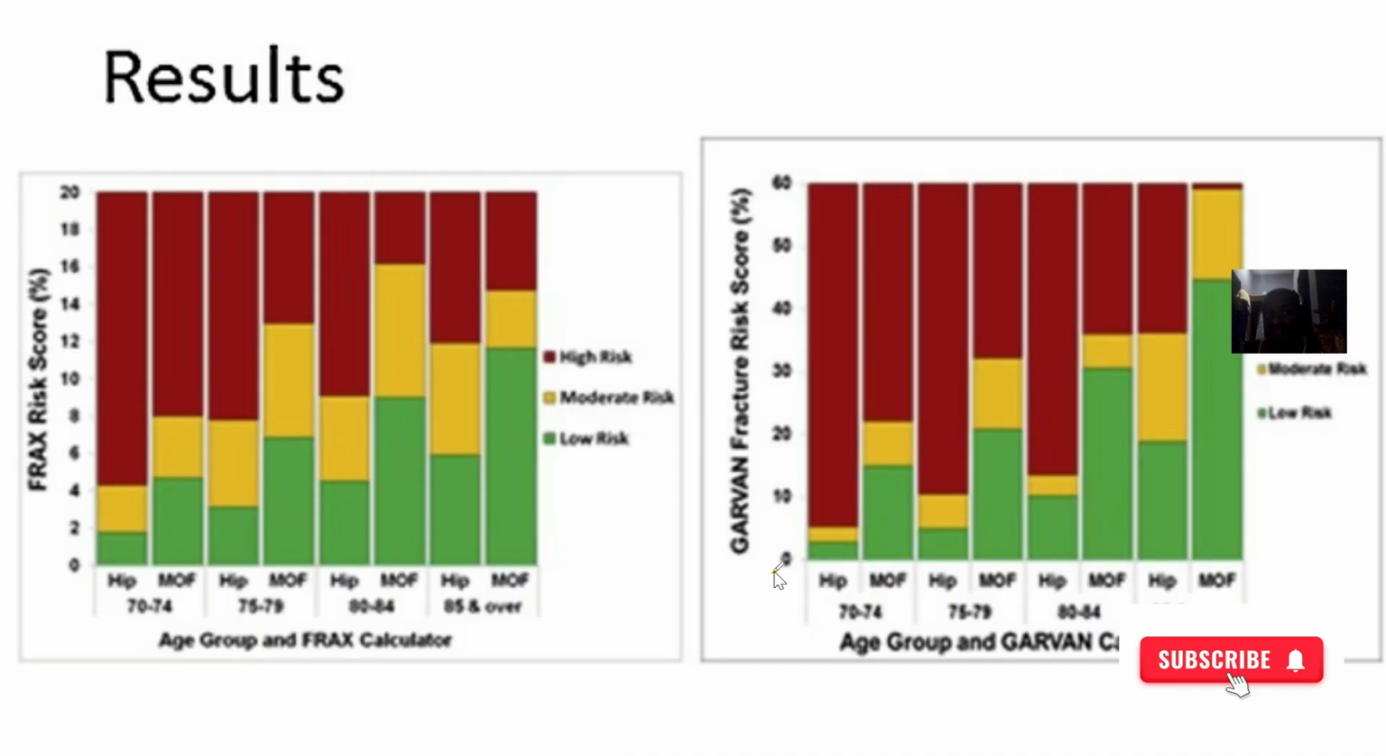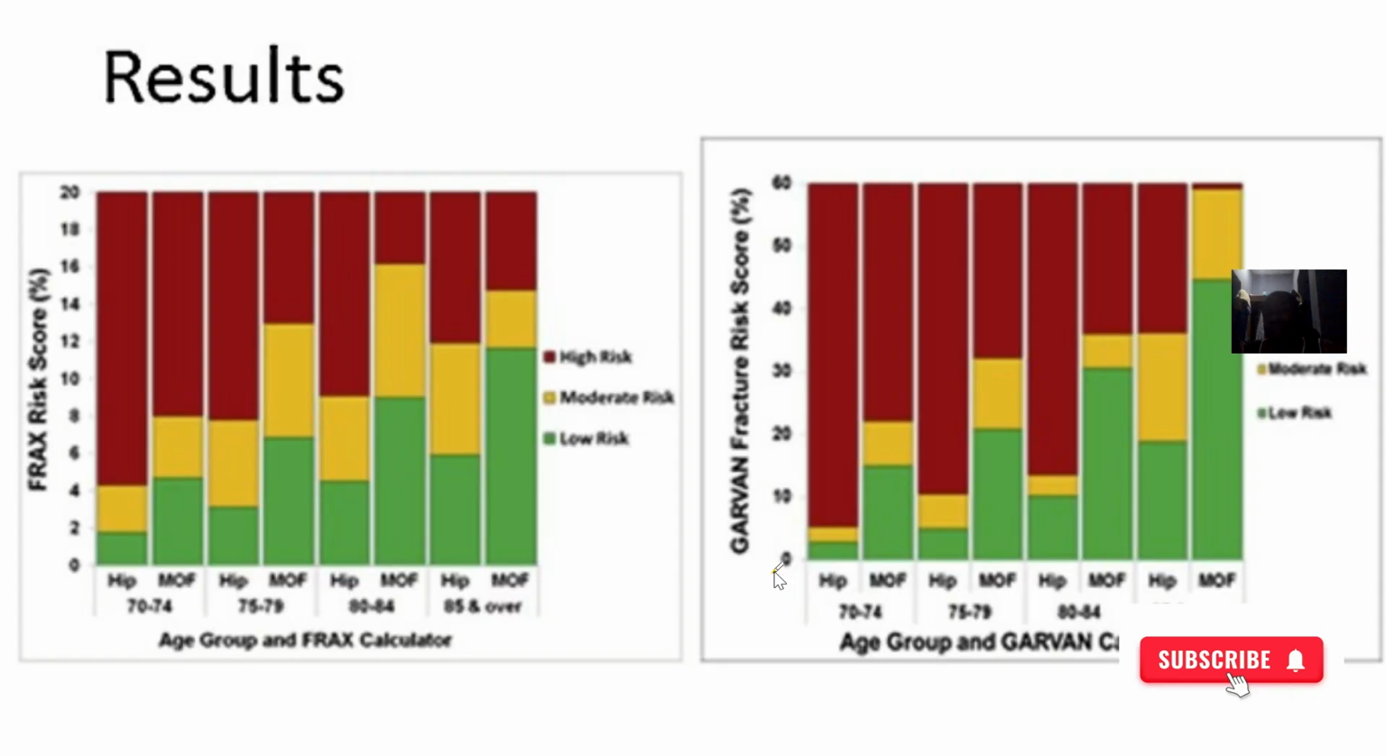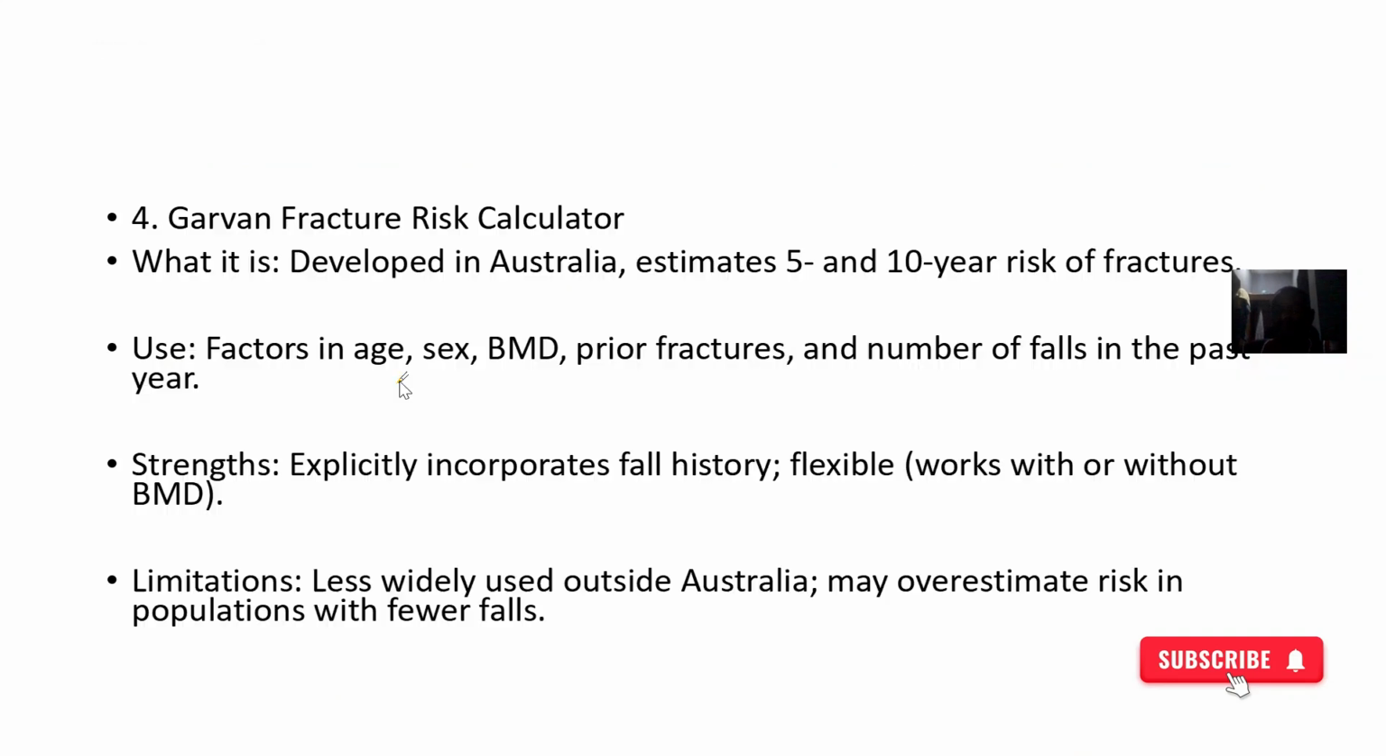Now we're going to the last, which is the Garvan fracture risk calculator. This one. So this is FRAX, and this is the Garvan. If you didn't get the FRAX that time, you could actually get the FRAX here. Garvan was developed in Australia, and it looks at the possibility of you having fractures in the next 5 to 10 years.